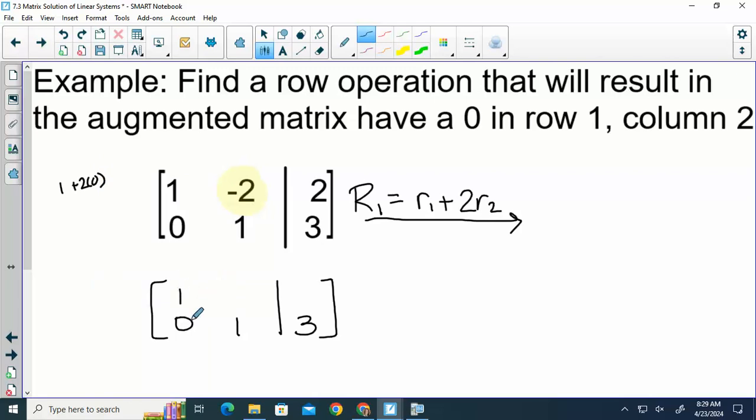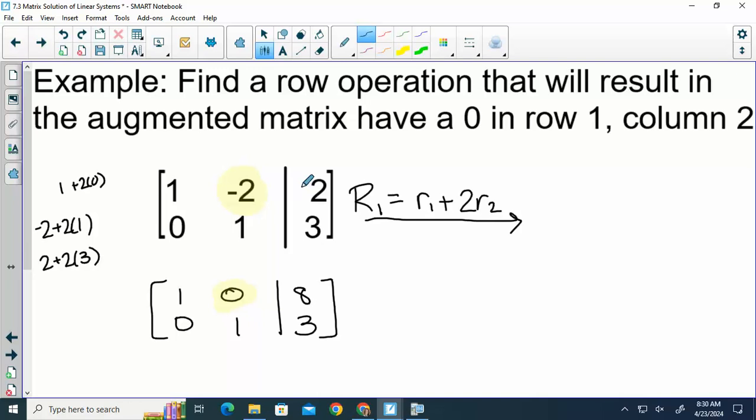And we get 1. Next one, the number in row 1 is a -2, plus 2 times the number in row 2. So -2 plus 2. Next one, row 1 is a 2, plus 2 times the number in row 2. So 2 plus 6 is 8. And we got a 0 in row 1, column 2, just like we were supposed to. All right. Is that okay?